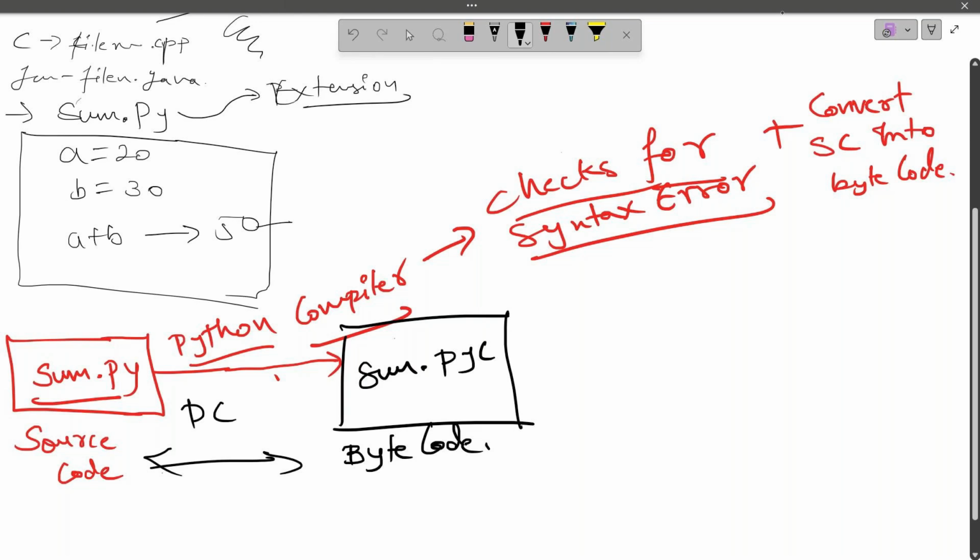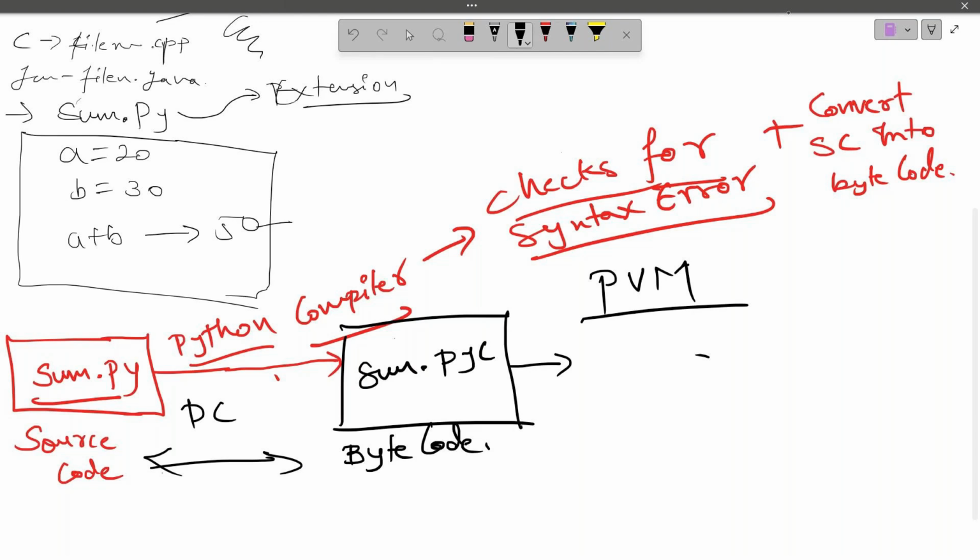Python compiler. Understood? Is it clear? Now what happens when it gets converted into bytecode? It will become an intermediate code which we can't understand. And the computer also needs this pyc file to convert this into what? Machine understandable code. For that we have PVM. PVM converts the bytecode into what?